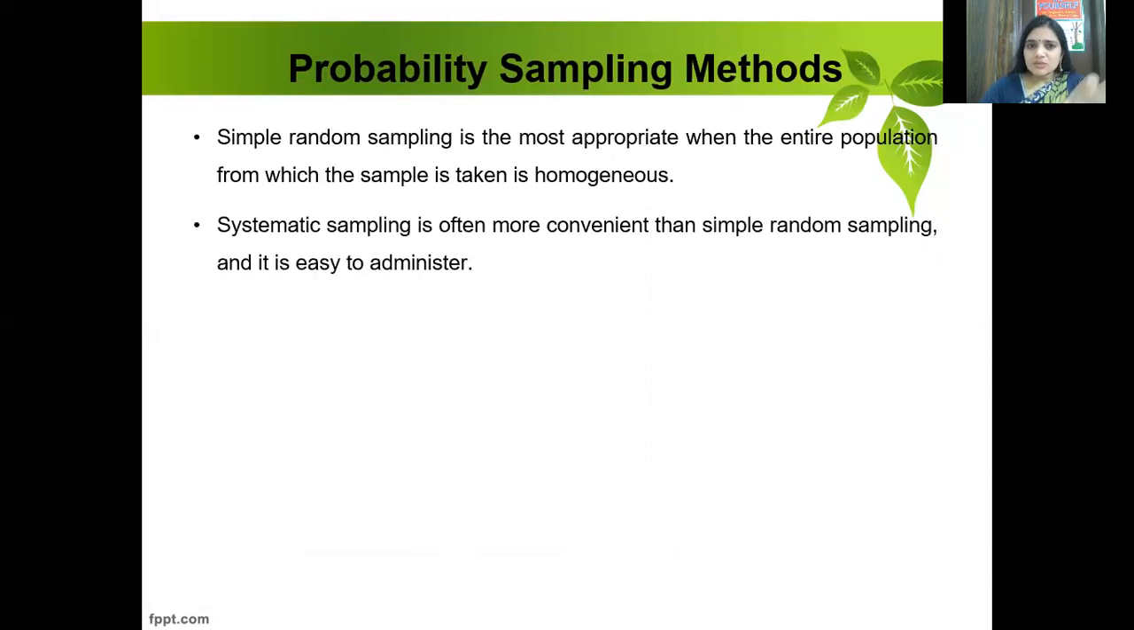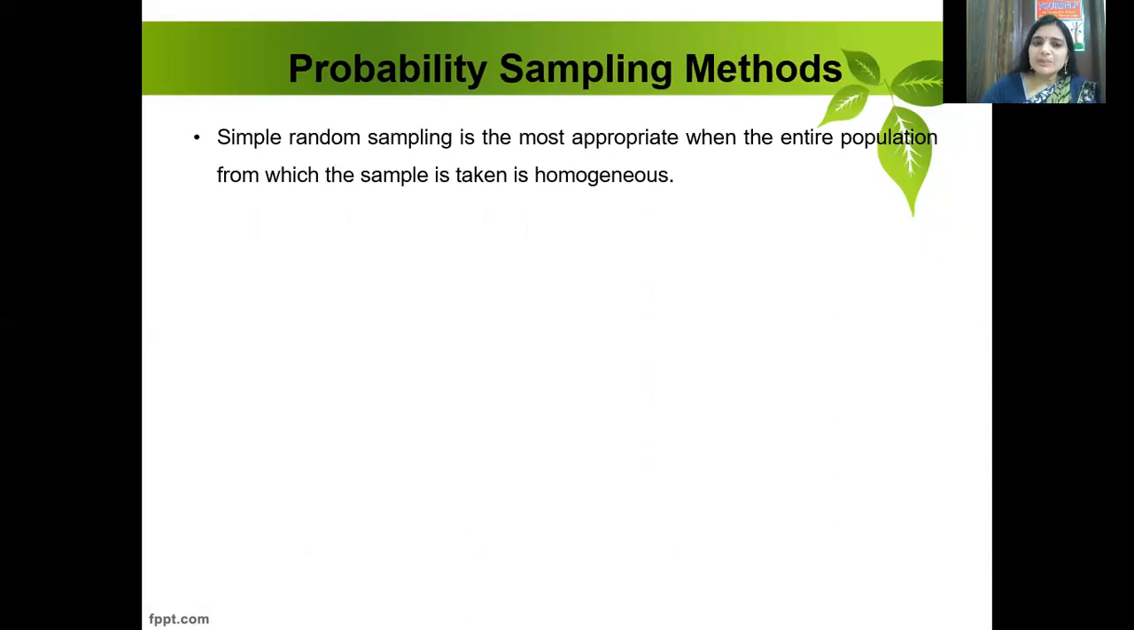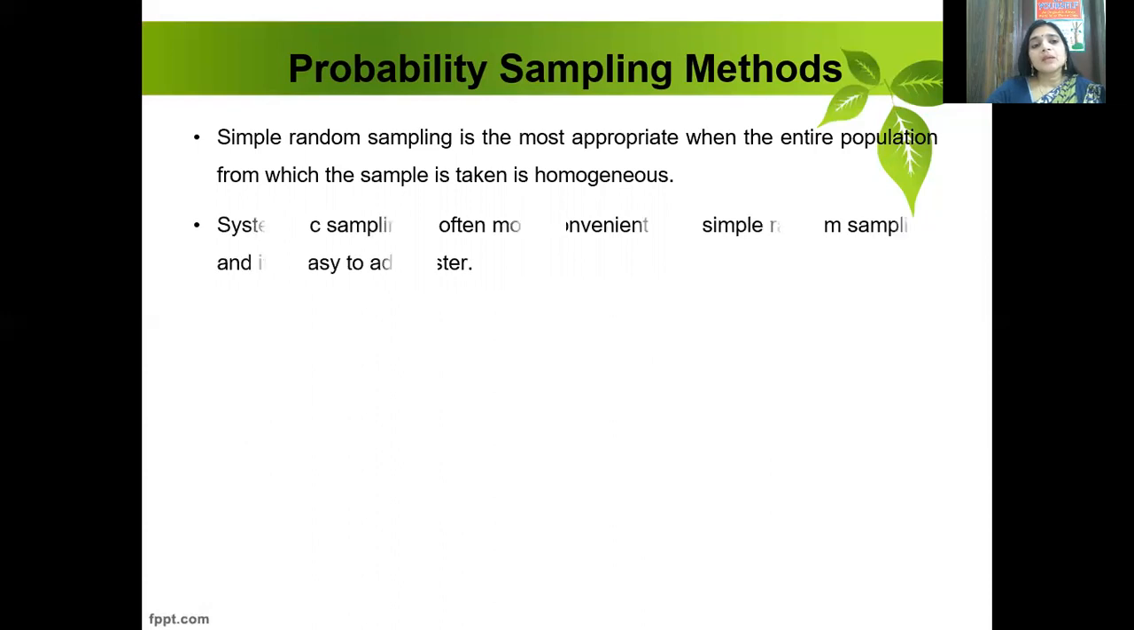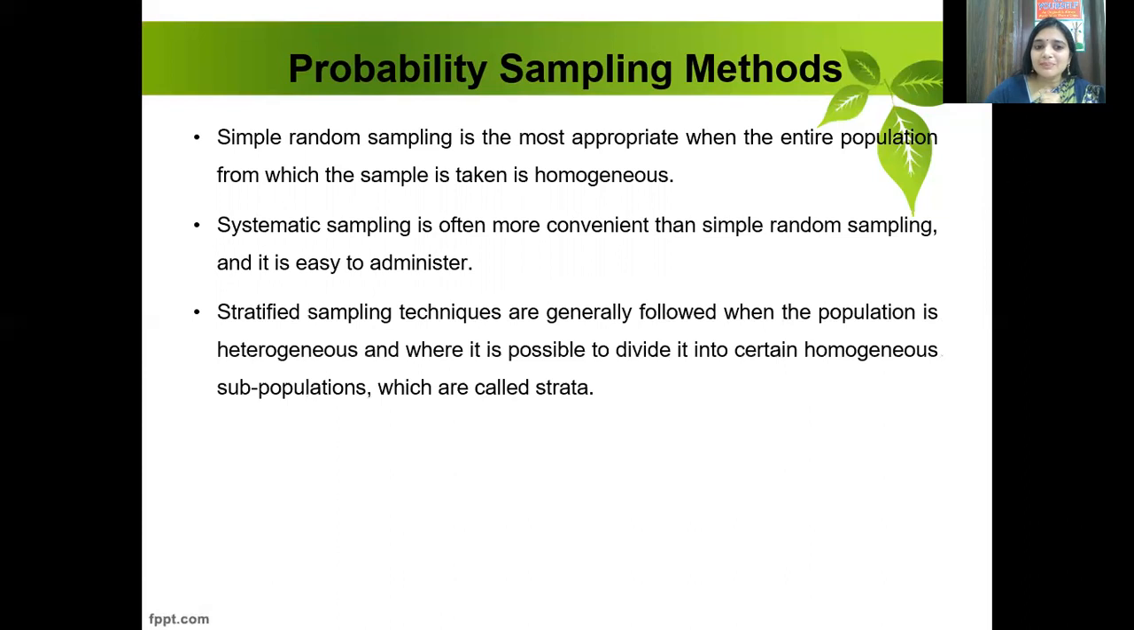Some observations for probability sampling methods. Simple random sampling is the most appropriate when the entire population from which the sample is taken is homogeneous. Systematic sampling is often used, more convenient than simple random sampling, and it is easy to administer. Stratified sampling techniques are generally followed when the population is heterogeneous and where it is possible to divide it into certain homogeneous subpopulations, which are called strata.